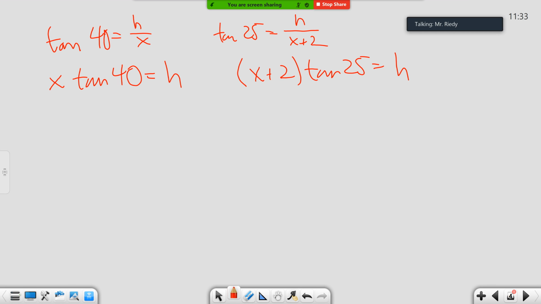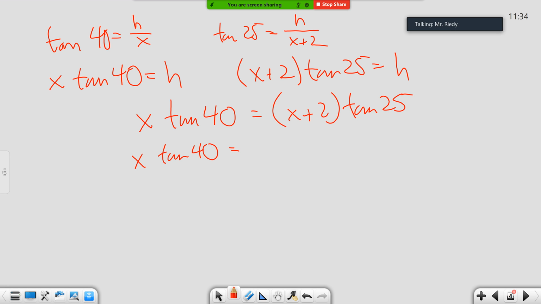I need the parentheses. Okay, so you look, both equations are equal to h. Therefore, I can set the equations equal to each other. X times the tangent of 40 is equal to x plus 2 in parentheses times the tangent of 25. You'll also notice I'm not plugging in the tangent of 40 or the tangent of 25 into my calculator. I'm doing that at the very last step because we want to keep this answer as accurate as possible. Okay, x times the tangent of 40 is equal to x times the tangent of 25 plus 2 times the tangent of 25. Your friend and mine, Mr. Distributive Property.